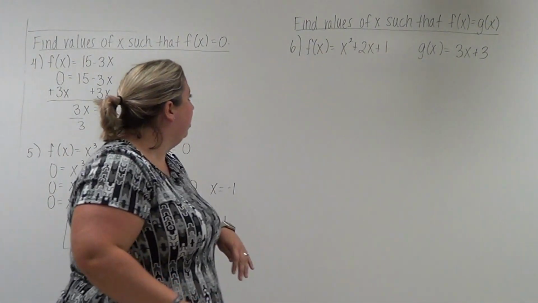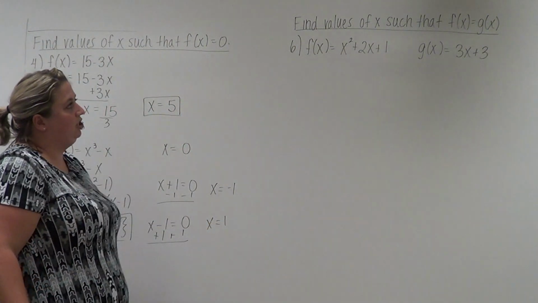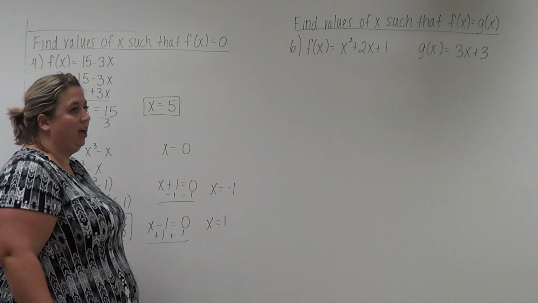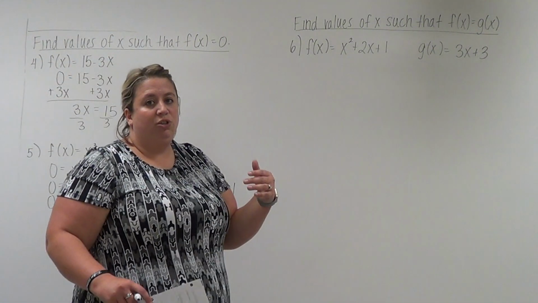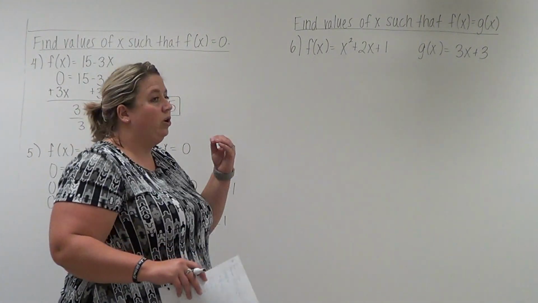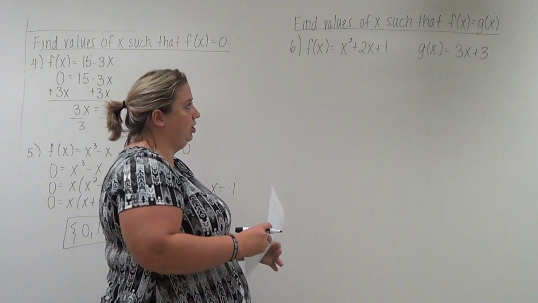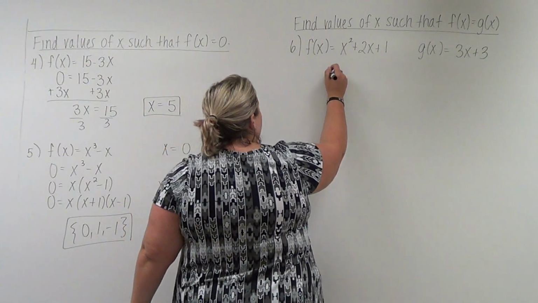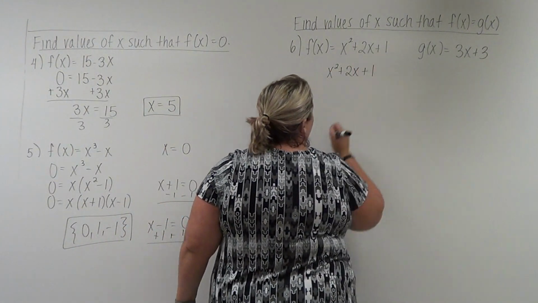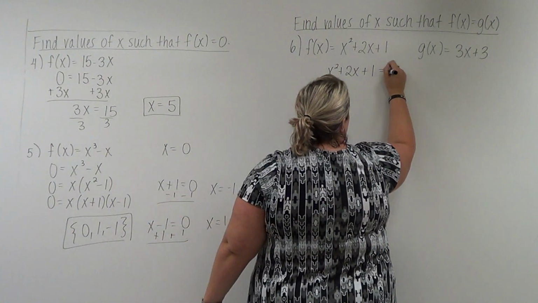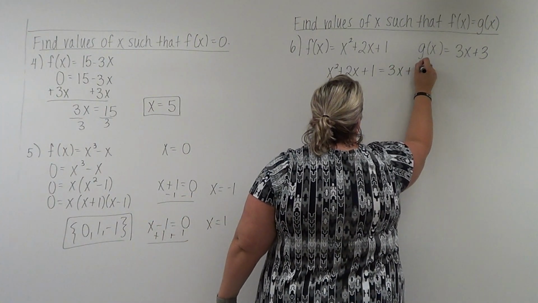Okay, so this part, finding values of x such that f of x equals g of x. So since it says f of x equals g of x, what you're going to do is set f of x equal to g of x. So then I would have x squared plus 2x plus 1 equals 3x plus 3.